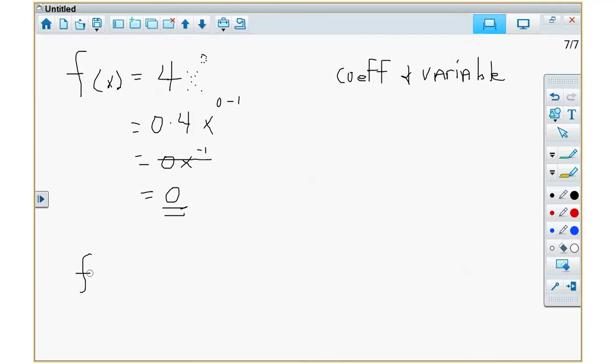f of x is equal to 4x to the third minus 2x squared plus 7x minus 2. And I want you to graph that on your calculator if you can. I mean, if you got your calculator with you. If you don't, just look on with somebody.